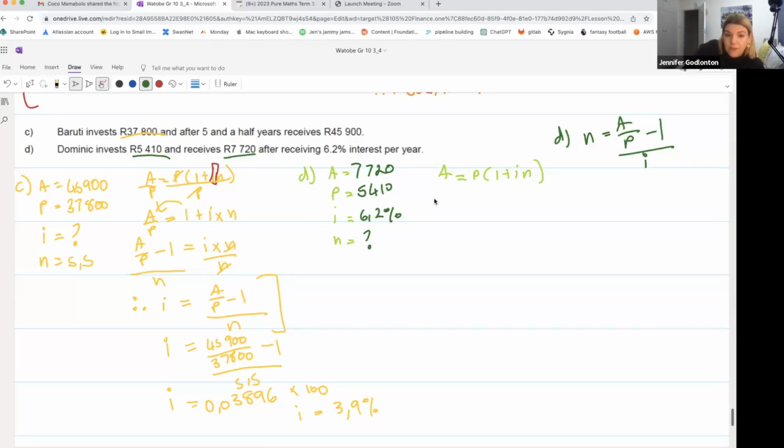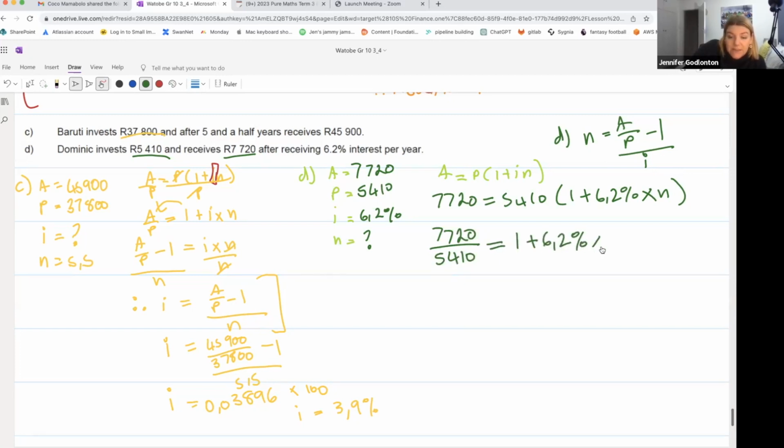Cool, let's put it into our equation. 7,720 is equal to 5,410 plus 6.2% times N. First step here would be to divide by this 5,410. Some people like to do distribution, which you can also absolutely do if you're a distribution person. Distribute away. I can show you how to do that on the right-hand side. But generally, the easiest thing is to divide by that 5,410. So we would say 7720 divided by 5410 is equal to 1 plus 6.2% times n.